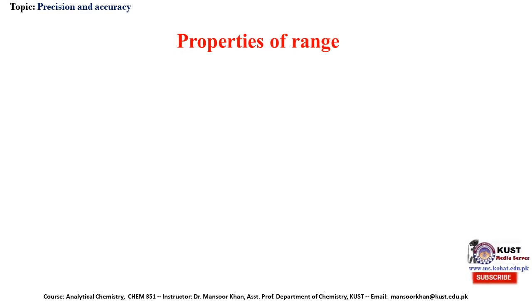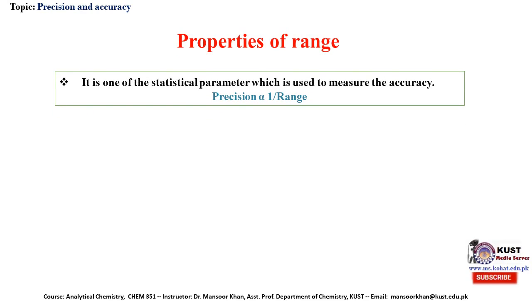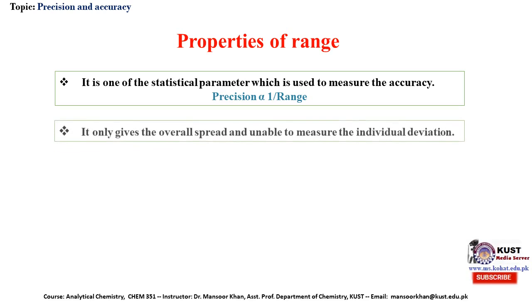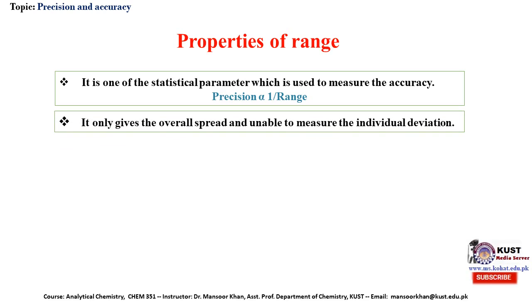Now this slide shows some properties of range. It is one of the statistical parameters used to measure the accuracy. It only gives the overall spread and is unable to measure the individual deviation. This is one of the limitations of the range.